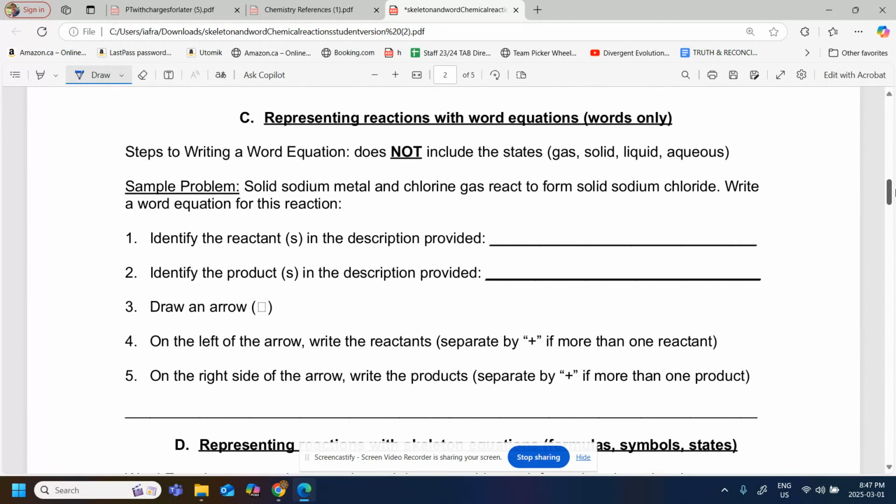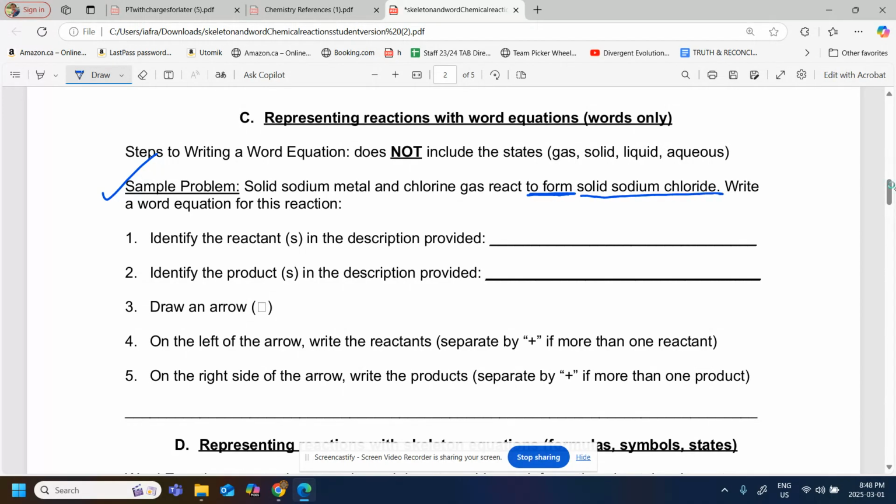Usually in a question that involves word equations and skeleton equations, you'll be given a description of a reaction. You're going to be asked to identify the reactants, products, and then to write a word equation and then possibly a skeleton equation. So here we have solid sodium metal and chlorine gas react to form sodium chloride. Write a word equation for this reaction. So to do that, first you have to identify what your reactants are and what your products are. There's some key words. You'll see here, to form. So what is formed? Well, it's sodium chloride.